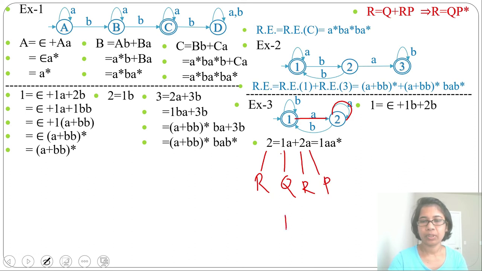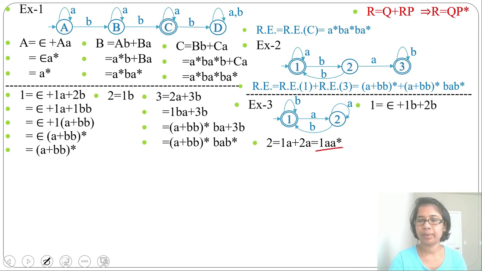What is Q? Q is 1A, and what is P? P is A. So Q P star will be 1A A star. Now just substitute this 1A A star in place of this 2. So 1 will be epsilon plus 1B plus 1A A closure. Just in place of 2, we replace 1A A closure, and B was already there, so just write B.